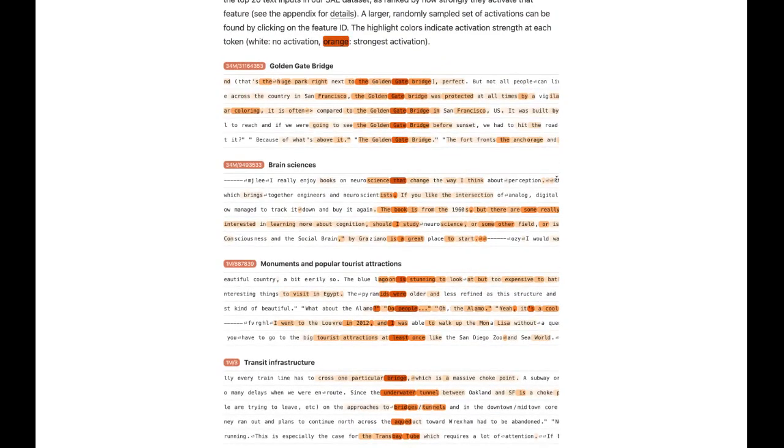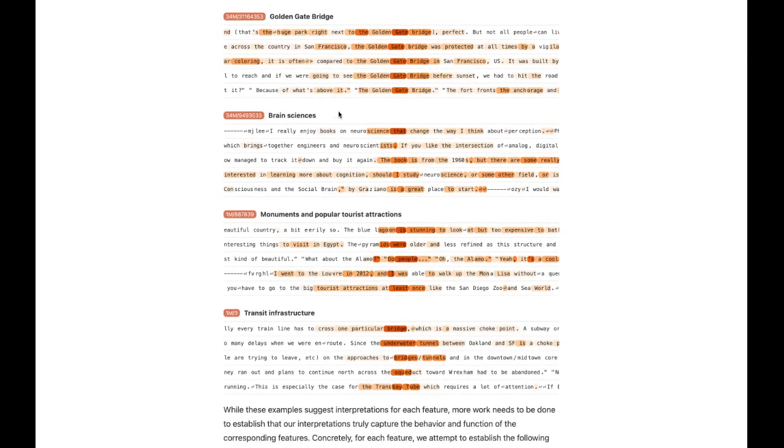Okay, so this feature gets activated around here, and this feature around here. That's interesting. It gets activated here, and not, for example, on neuroscience. That's weird. But maybe if there's a word somewhere else, it will not get activated, so it's only in context. Visit in Egypt, pyramids.